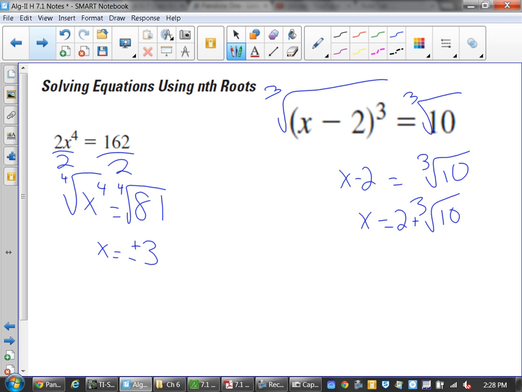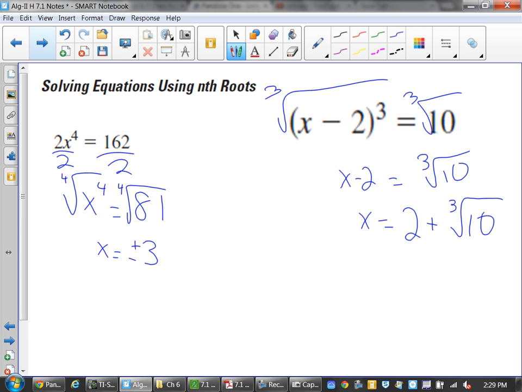The common form of this is you put the integer values before any radical. That's the etiquette way of doing it. Always put your integers first. So this would be what we call an exact solution: 2 plus the cube root of 10.